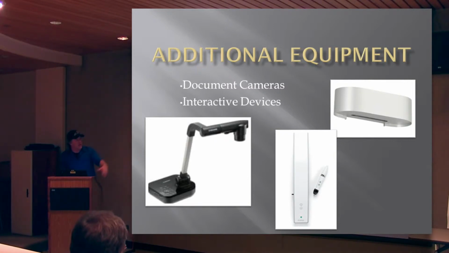These two devices over here on the right are interactive devices. The one in the upper corner is a Chief interactive device, which basically turns a whiteboard into a smart board. And this over here is a Mimio, same thing. That's a little less convenient because that mounts above the whiteboard, while this mounts on the whiteboard itself. So both those devices are very similar to a smart board.